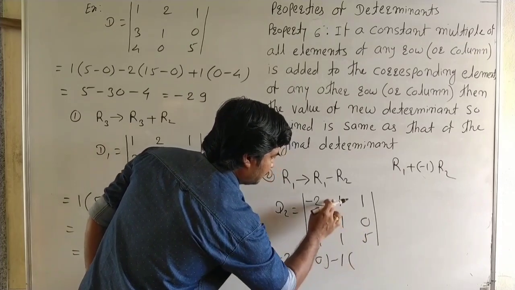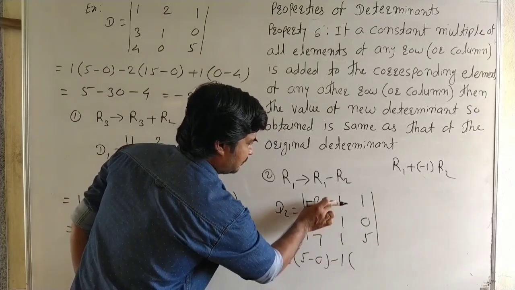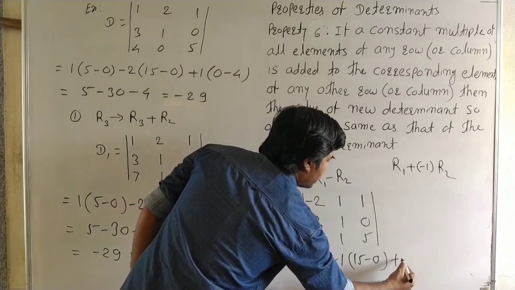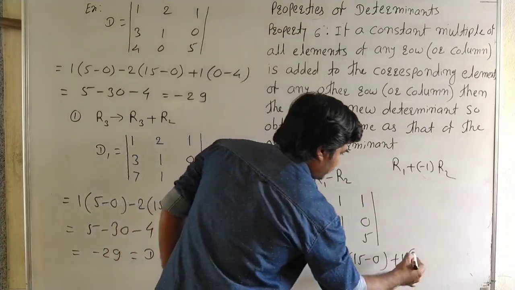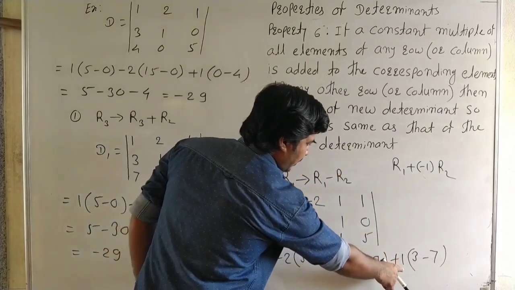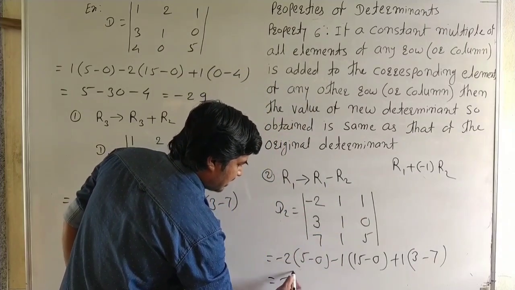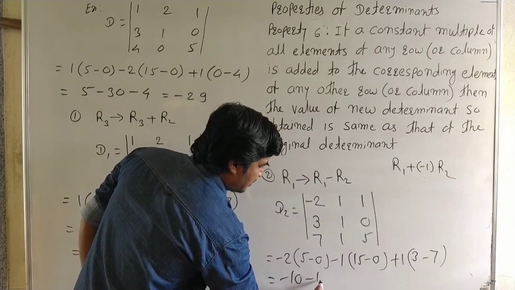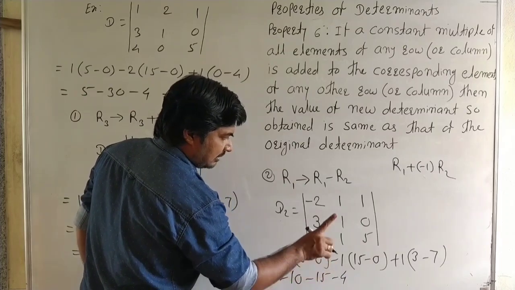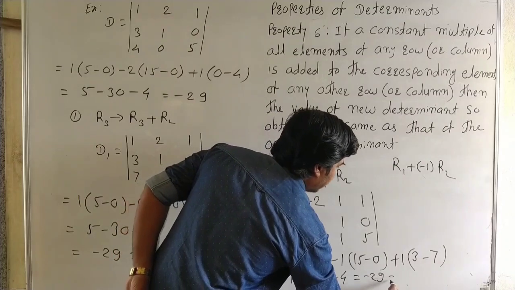Change the sign of the middle term. Okay, first and third as it is: minus 2 as it is, and third it is a plus 1 as it is. Change the sign of this middle term. Again it is 15 minus 0 and plus 1 into 3 minus 7. See carefully, minus 2, 1, first and third number as it is, we change the sign of the middle term, and then it is minus 10, minus 15 and minus 4. Okay, see carefully, minus 10, minus 15 and minus 4, it is minus 29, and again it is d.